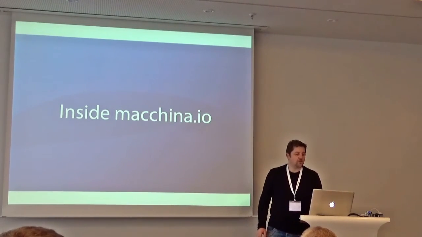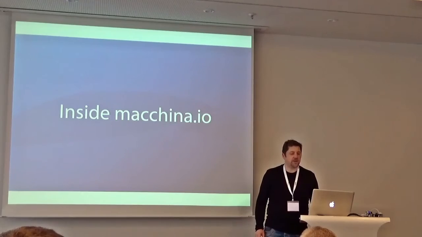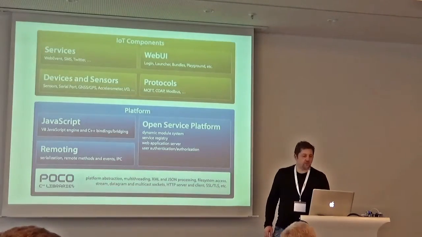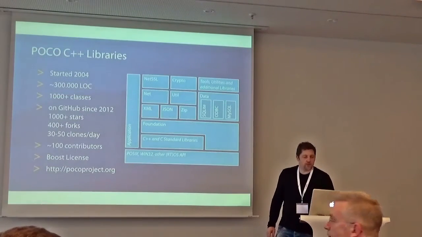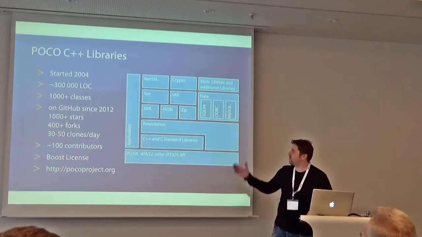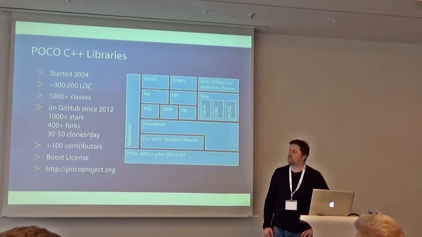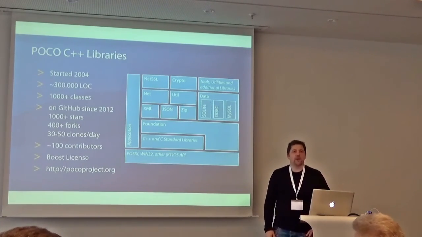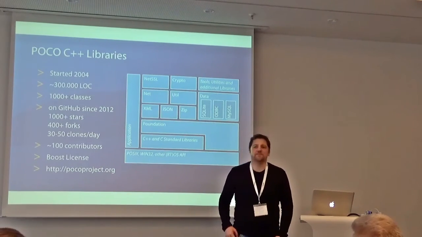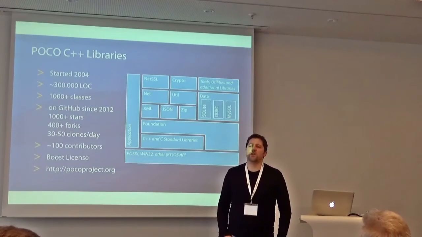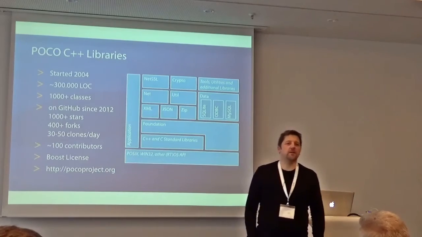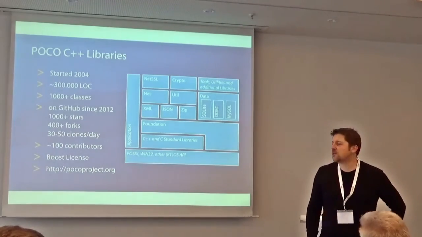So let's take a look at what's on the inside of Machina.io. We've already seen this picture, so just a bit more information about the different things that are part of it. Of course, there are the Poco libraries, which started in 2004. In the meantime, Poco has become a pretty nice open source project. We moved to GitHub at the end of 2012. And since then, the contributions have kind of exploded.